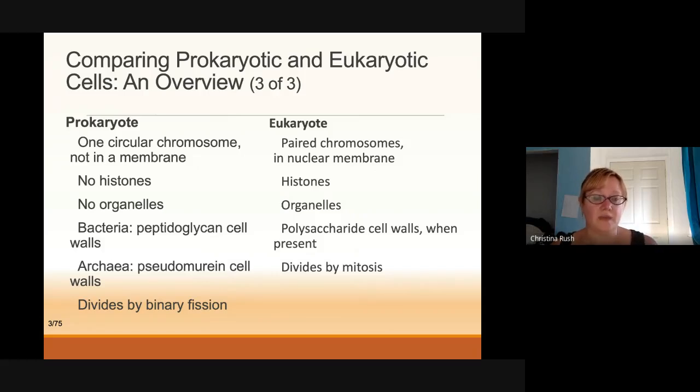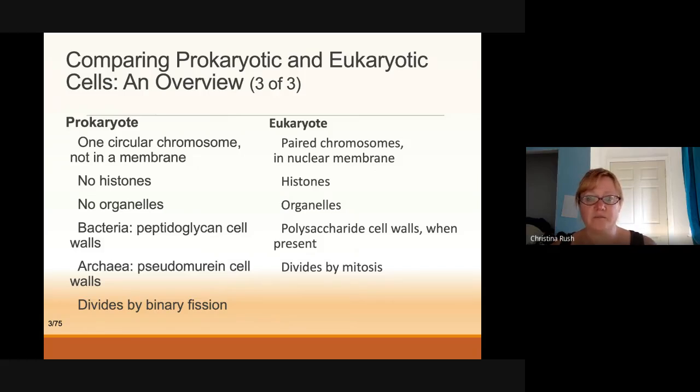For prokaryotes, we have different types of cell walls. Bacteria always have peptidoglycan. Well, there are two exceptions to that rule that we'll see in a little bit. But generally speaking, bacteria will contain peptidoglycan in their cell wall. And then archaea will have a pseudomurein cell wall. And they divide by binary fission. So one cell becomes two.